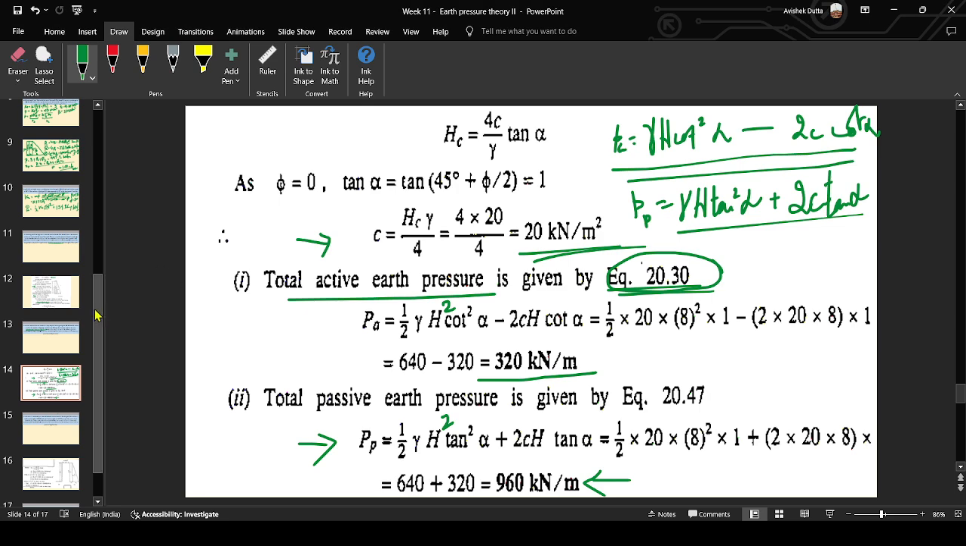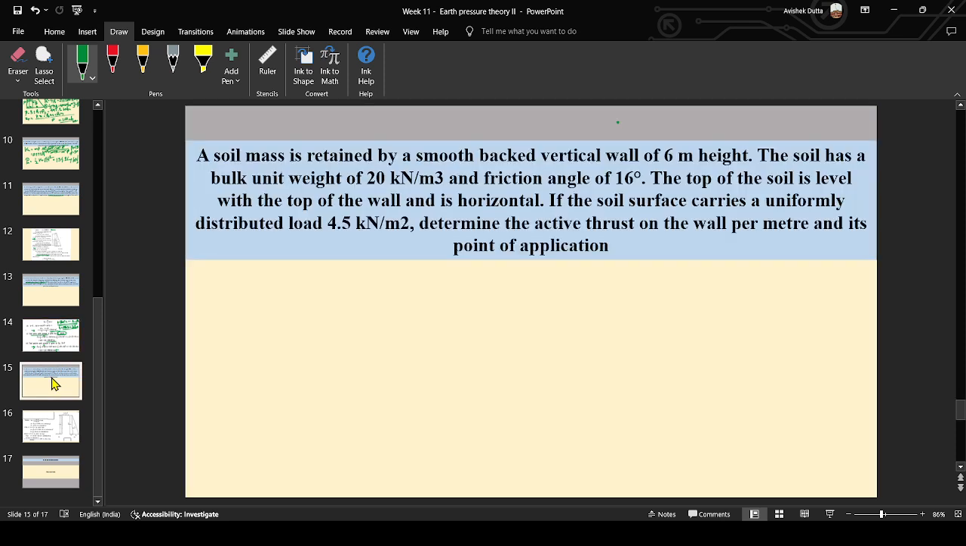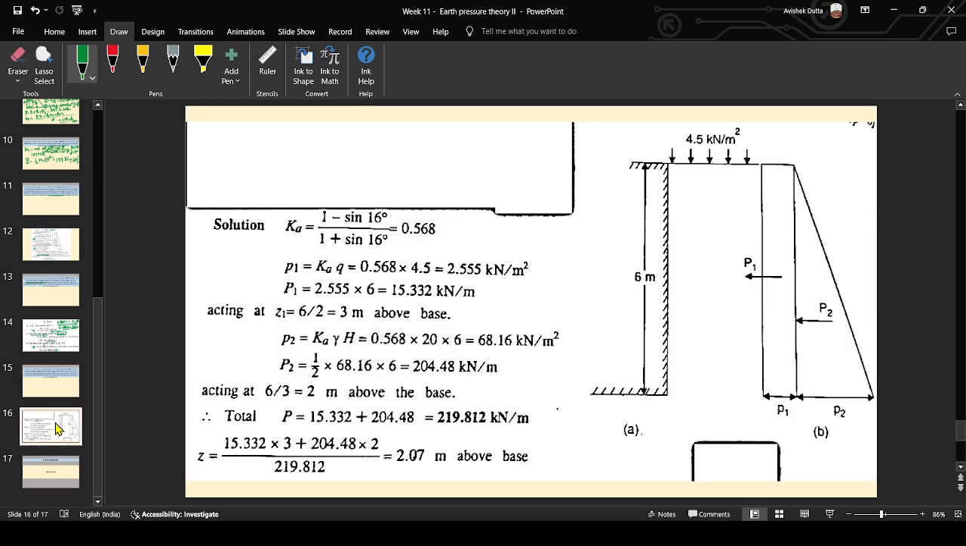Next question, the last question. A soil mass is retained by a smooth backed vertical wall of 6 meter height. The soil has a bulk unit weight 20, friction angle 16, topsoil is level, top of the wall is horizontal, and the soil surface has a UDL, a uniform distributed load, of 4.5 kilonewton per meter square. Find the active thrust on the wall per meter and its point of application. Okay, very simple question. Same question actually.